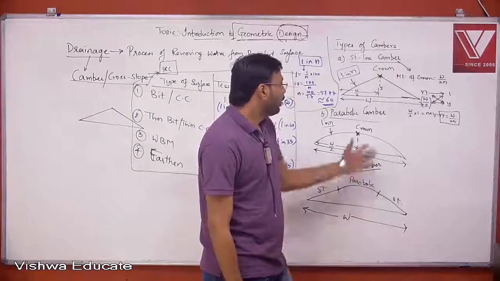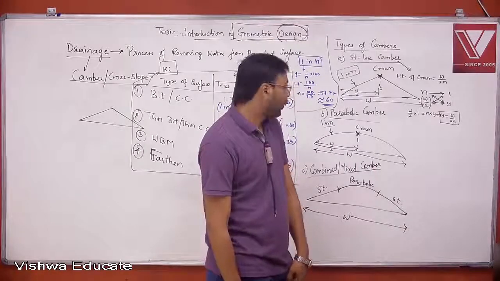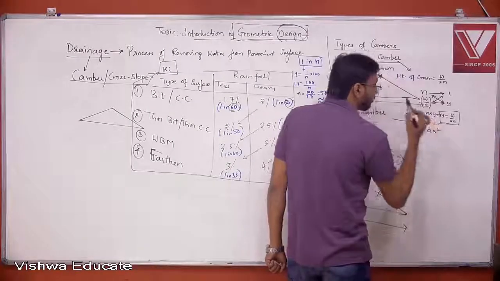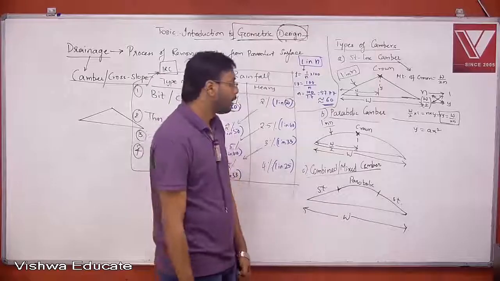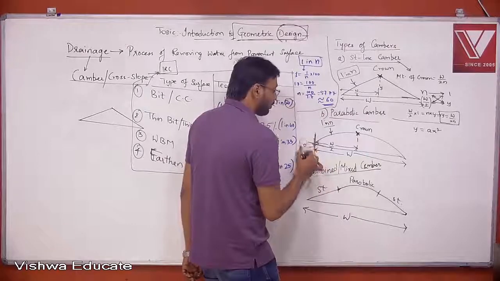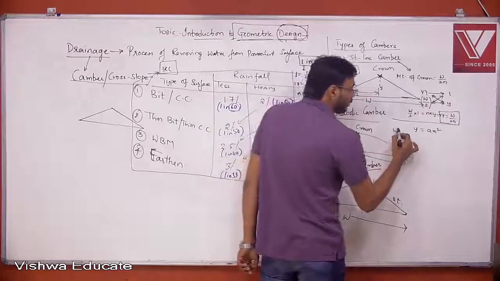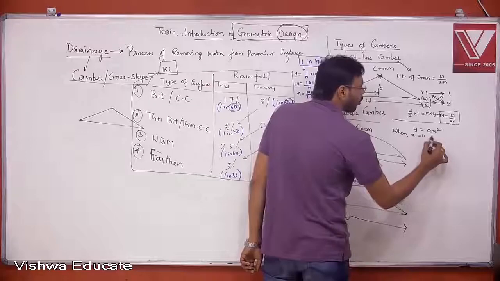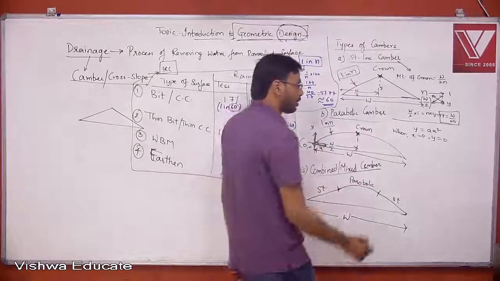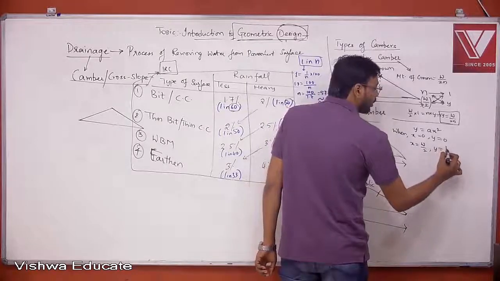And next one is a parabolic camber. So the equation for a parabola is y is equal to ax square. Now let us say this is my origin, this is my x direction, and this is my y direction. When x is equal to 0, y is equal to 0, right? Origin. When x is equal to W by 2, y is equal to W by 2n.